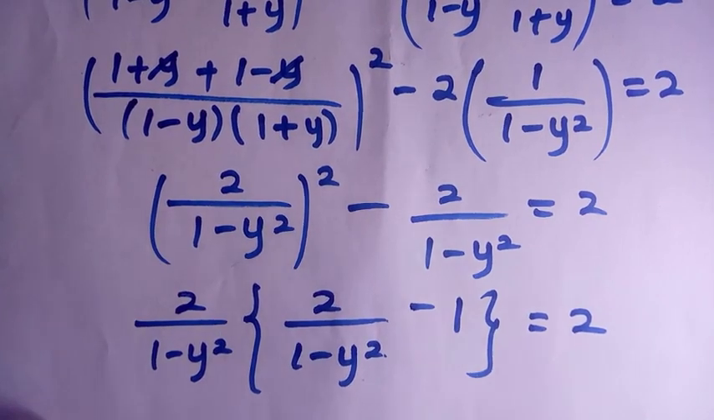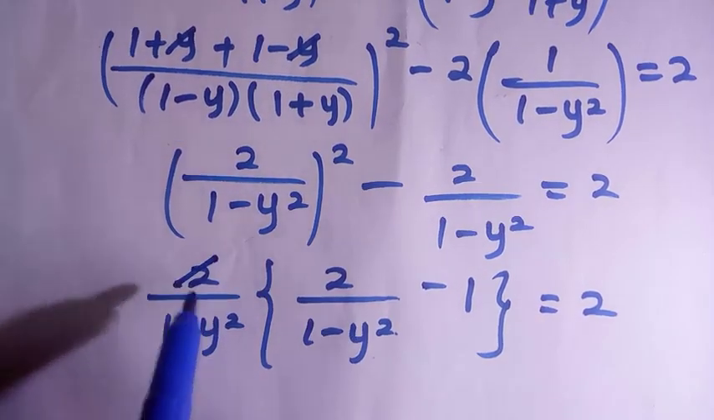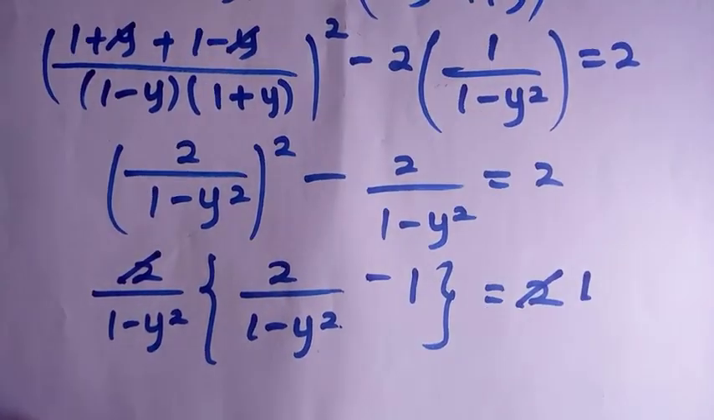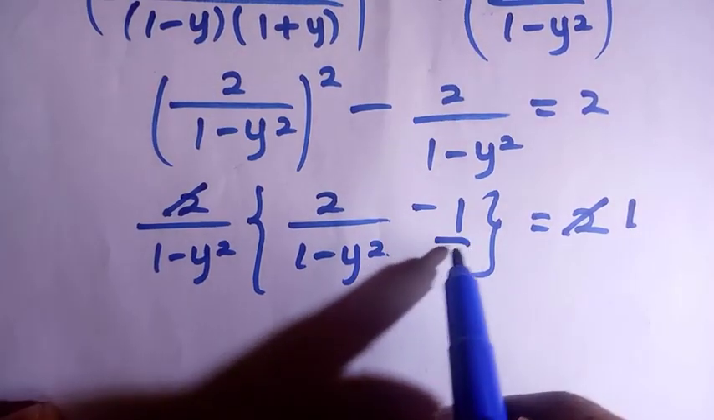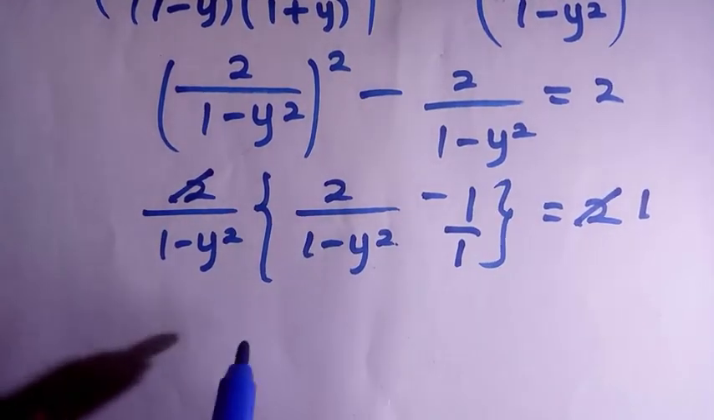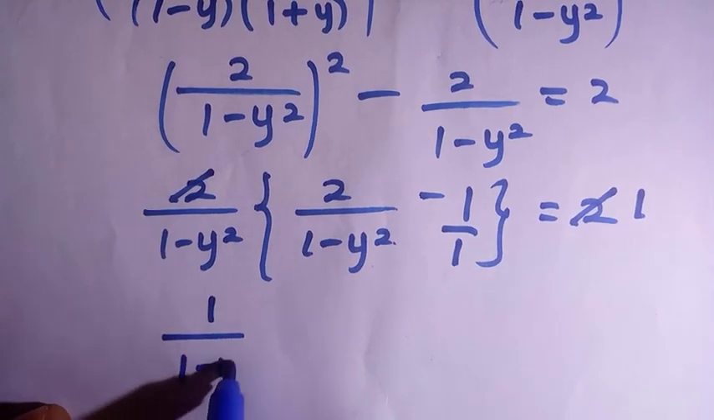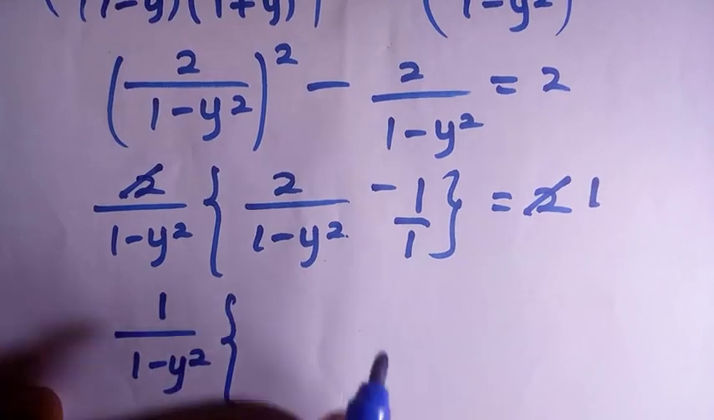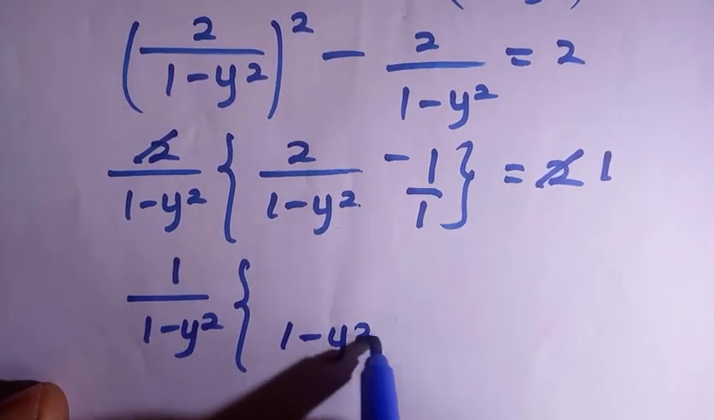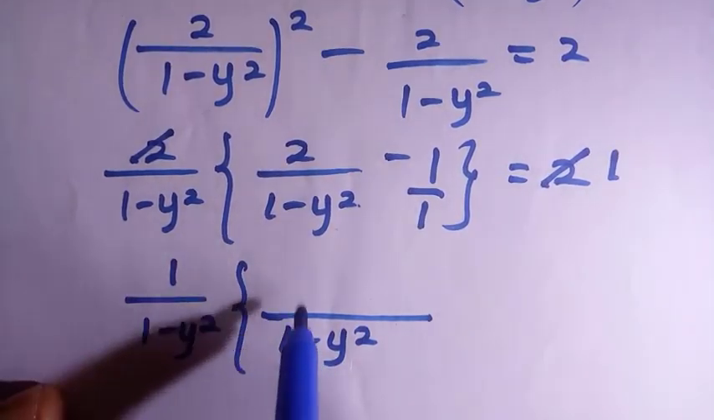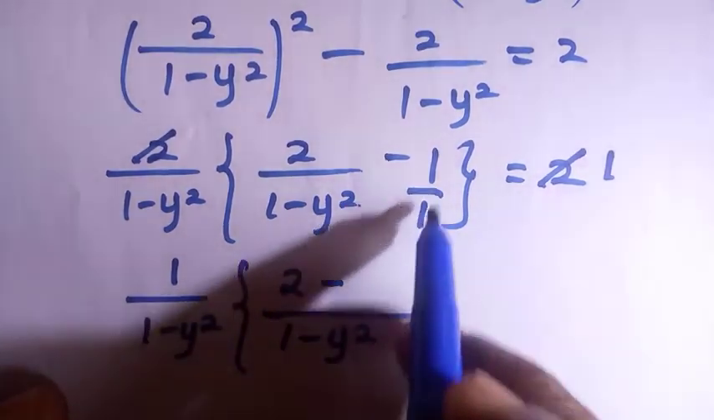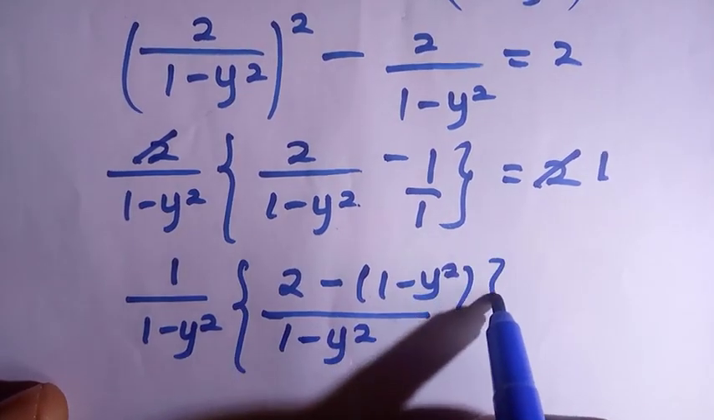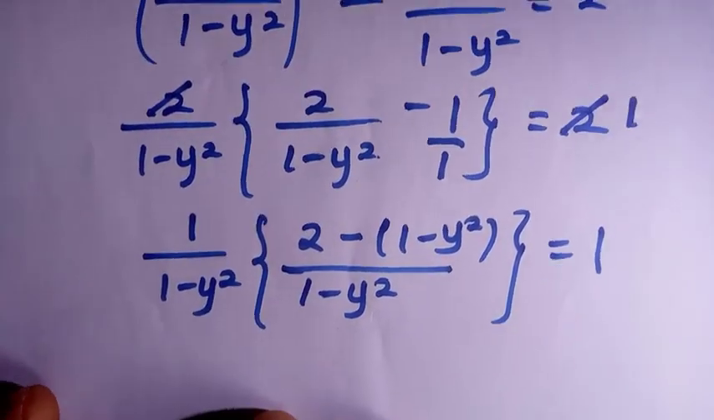So we can find the LCM here, or let's say I cancel this. That is what I'm saying. If 2 cancels 2, this remains 1, and on the other side, if you find the LCM, we have 1 divided by 1 minus y squared bracket. The LCM still remains 1 minus y squared. We divide, and this and this, that is 1 multiplied by 2, that is 2. Then this is 1 minus y squared. So this equals 1.